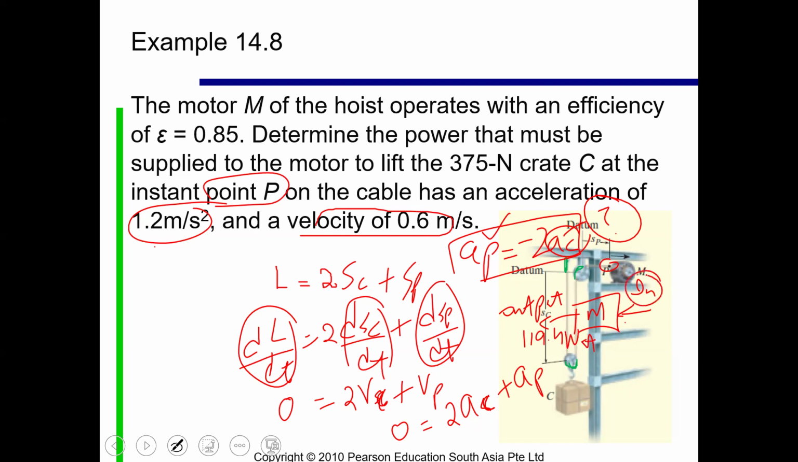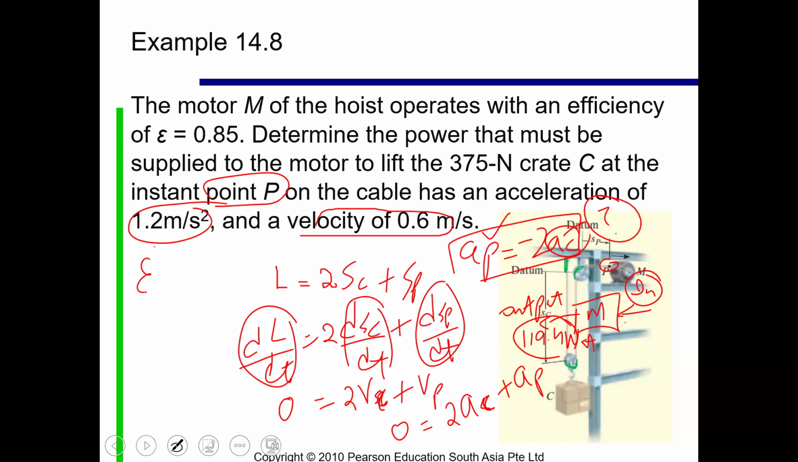Input should be higher or lower? The input power should be higher because I just mentioned that there are always losses within the mechanical systems, right? So whatever is input, you don't get the same value at the output. It is in fact reduced. So at the output level, you know that 119 is required. So at input, should it be a lower value or a higher value?